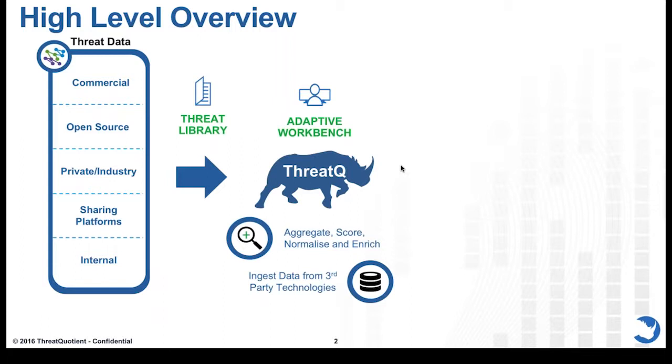ThreatQ has a user-definable scoring algorithm, which I will show you as part of version 3. And this scoring algorithm allows you to place certain weights on the indicators that are coming into the system. Now, that might be something like an indicator type, it might have an adversary attribution, it may even be a specific source or set of sources that you'd like to prioritize. The final thing that we offer here is the ability to enrich the data.